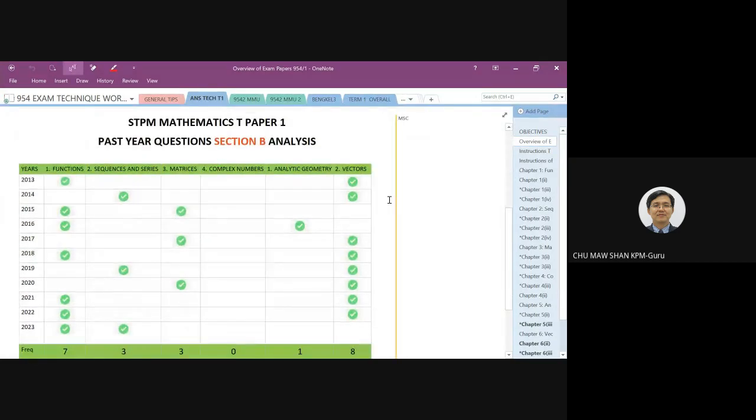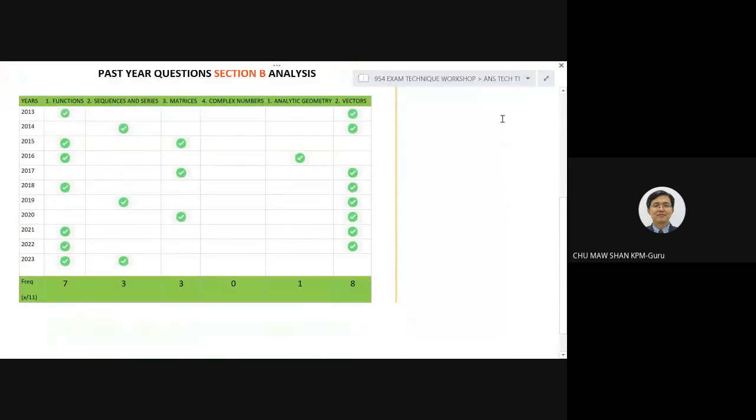All right, if you have a look at the analysis of the questions, you see the most popular question that comes out in section B. Obviously, you see function. But which is the most frequent? The mode is vectors, 8 times. Function 7 times. Which one hasn't come out yet? Complex number. And even the analytic geometry came out only once.